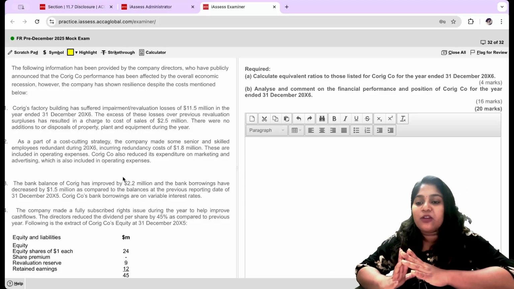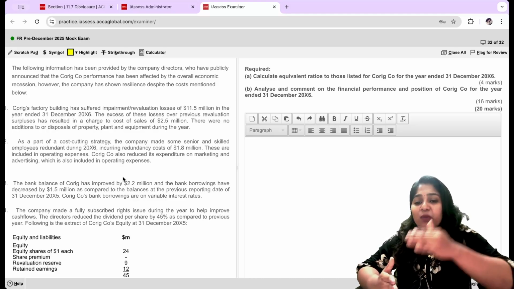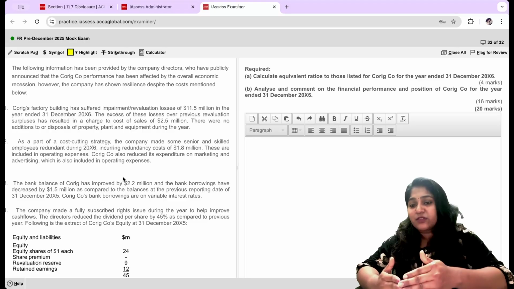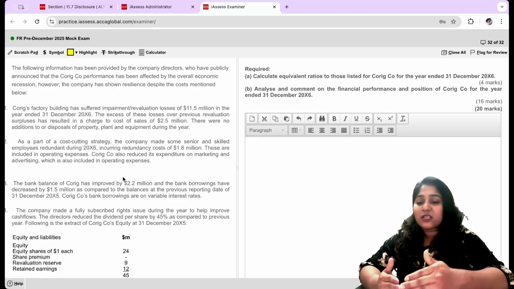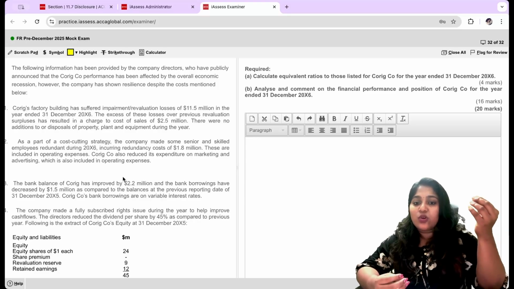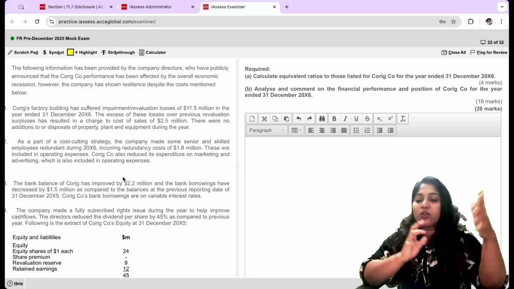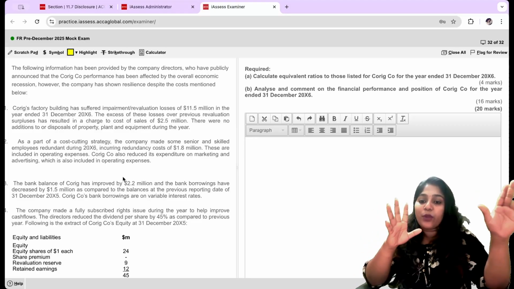Then, as a part of a cost cutting strategy, the company made some senior and skilled employees redundant during X6, incurring redundancy cost of 1.8 million. Again, I would have considered this as my provision expense, where my expenses increase and my liability also increases, which reduces my overall net assets. Corey company also reduced its expenditure on marketing and advertising, which is included in operating expenses. It might balance, but not so much because it's 1.8 million.